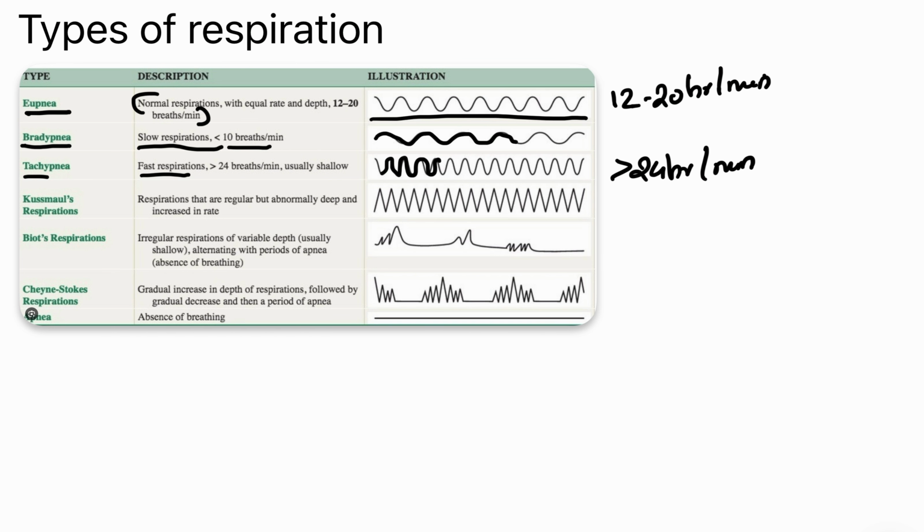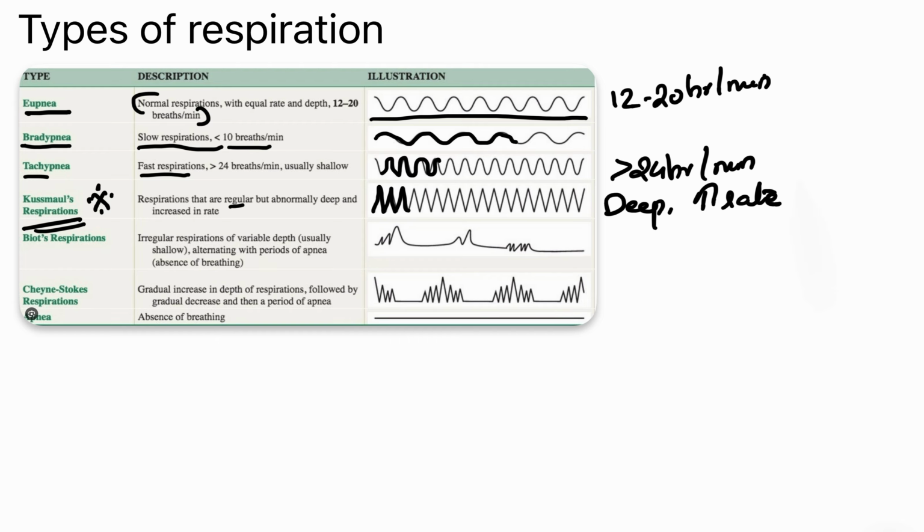Next, one of the most important types of respiration is Kussmaul's respiration. Kussmaul's respiration is a regular respiration, but abnormally deep and increased in rate. It is a deep respiration with increased rate. That is Kussmaul respiration. It is a labored breathing.